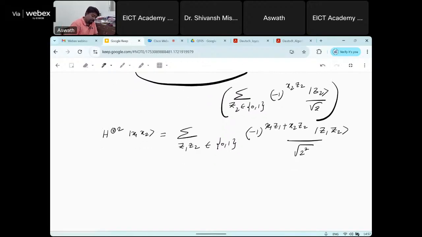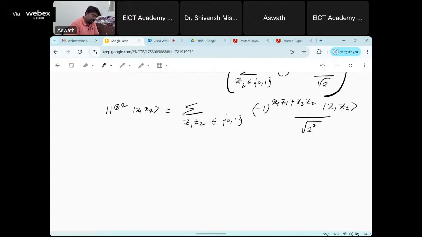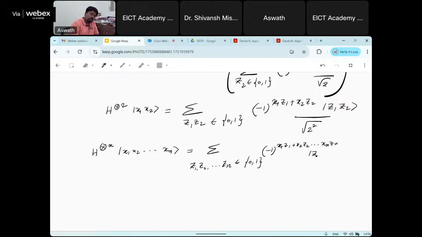Now I can generalize for any case. What is that generalization? h tensor n acting on x1 x2 up to xn would look like the sum over z1, z2, and so on up to zn, which belong to 0 comma 1, minus 1 to the power of x1 z1 plus x2 z2 up to xn zn, z1 z2 up to zn, divided by square root of 2 to the power of n.